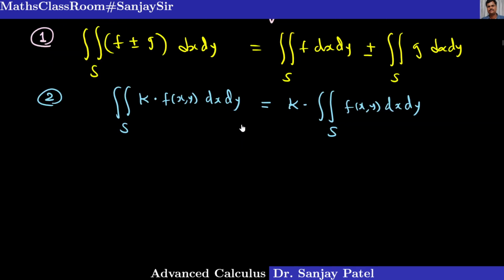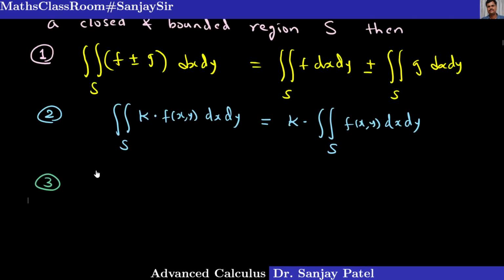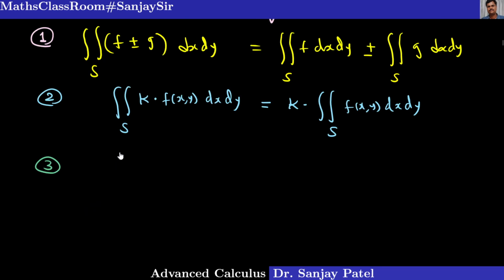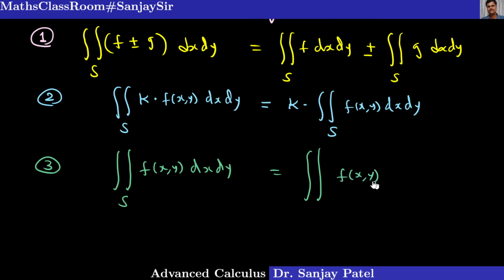Then the third result I can write: if f and g are integrable, as we have assumed in this result, if f is an integrable function, then both the repeated integrals exist and they are equal. This is the important thing. Whether you change the order or not, you will get the same value, dy dx.